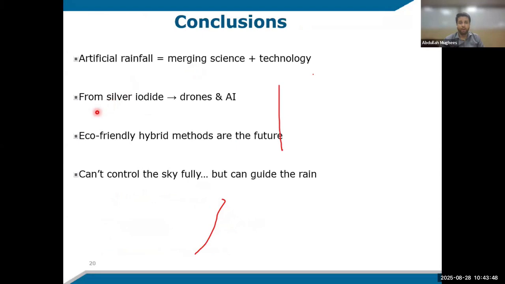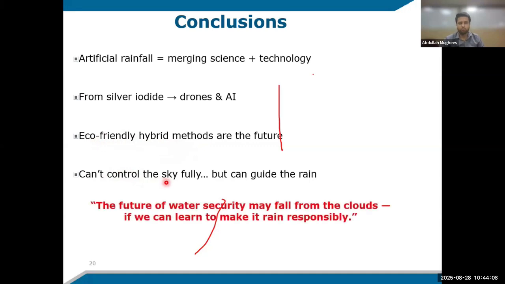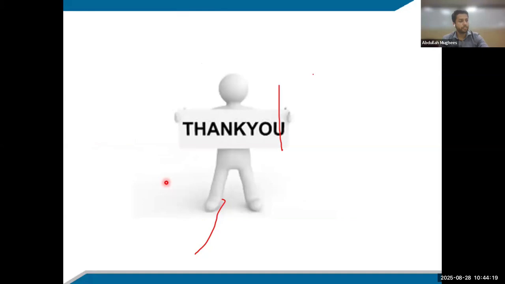So we are moving from the silver iodide, the chemical in the past, the traditional technique, towards the drones and AI that we are using these days. And we are moving towards the eco-friendly hybrid methods for the future. So we can't control the sky fully, but we can guide the rain. So perhaps the future of water security may fall from the clouds if we can learn to make it rain responsibly. So that's it for the presentation.